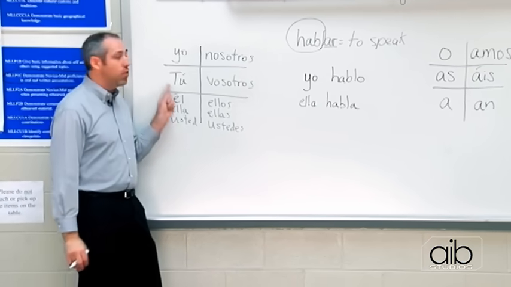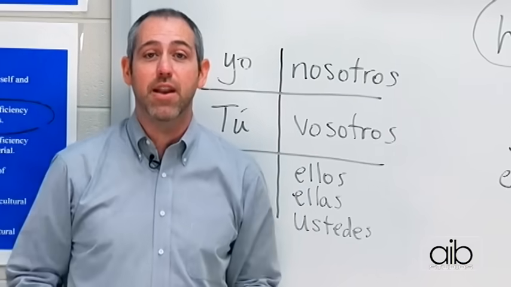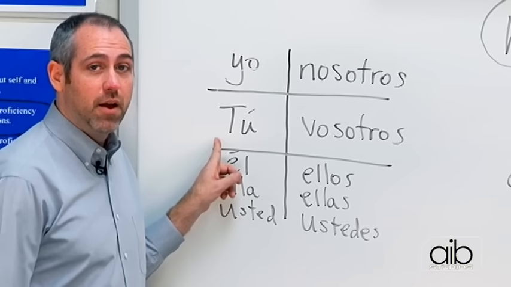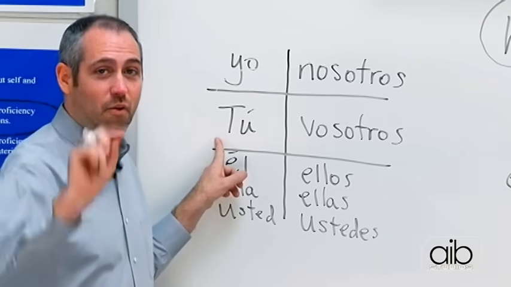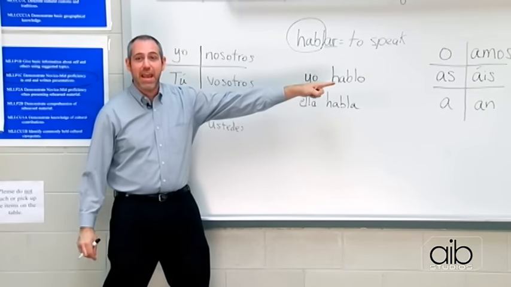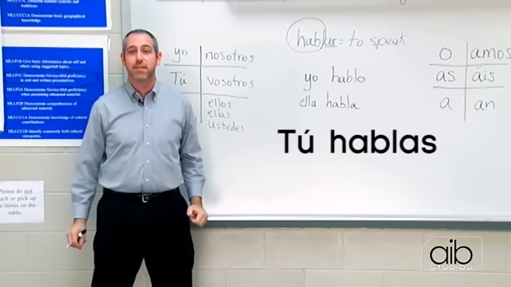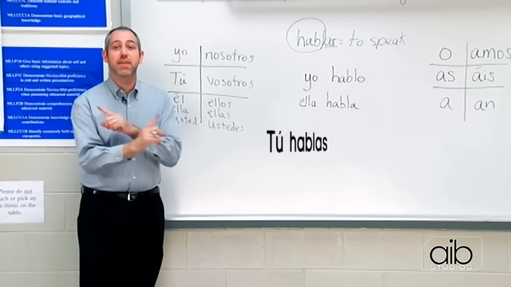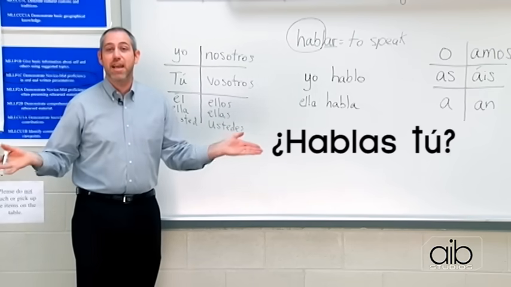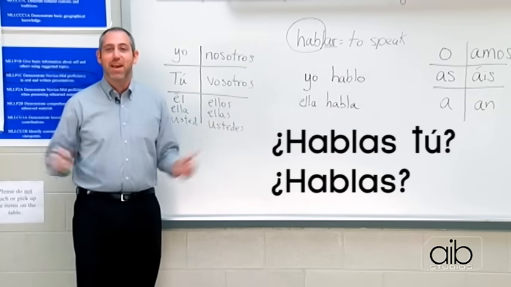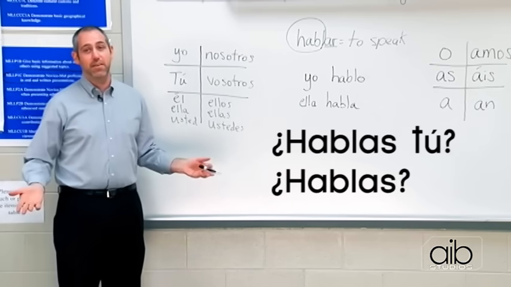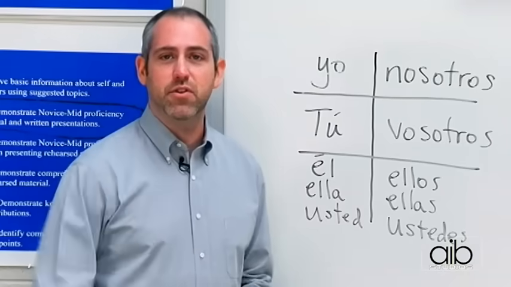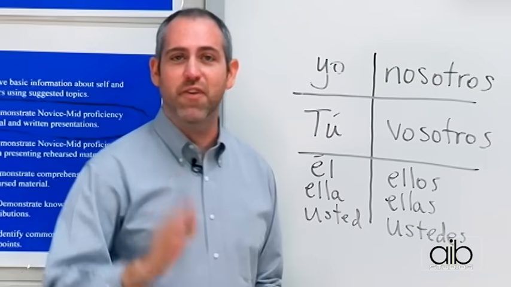If I want to say you speak, if I'm talking to someone that I know well in that informal way, how would I say you speak? Right. Take off the ending, put the AS on there. Tú hablas. Okay? And if we're asking a question, you can say, flip it and say hablas tú, or you can just say hablas. That's the fun thing about Spanish. You don't always have to say the pronouns like in English. We have to say you speak or do you speak. But in Spanish, you can just say hablas and it works just fine.